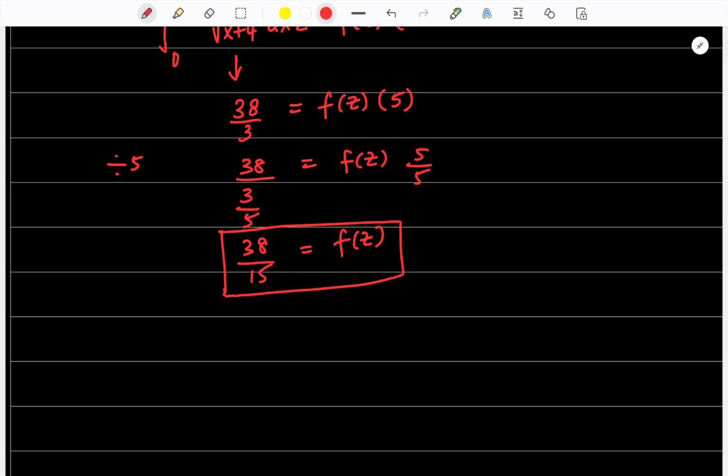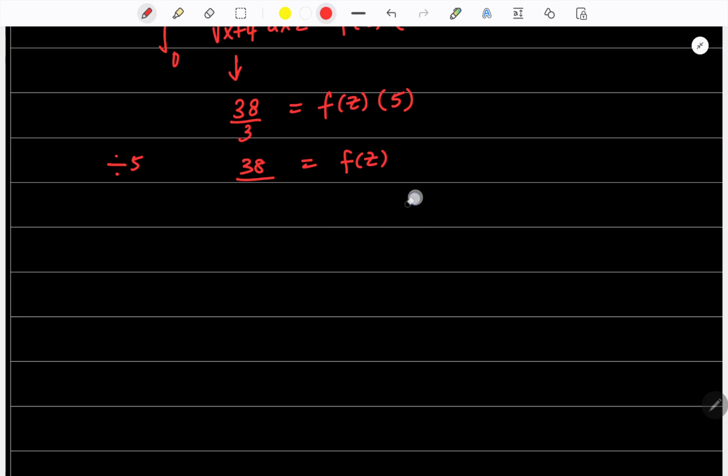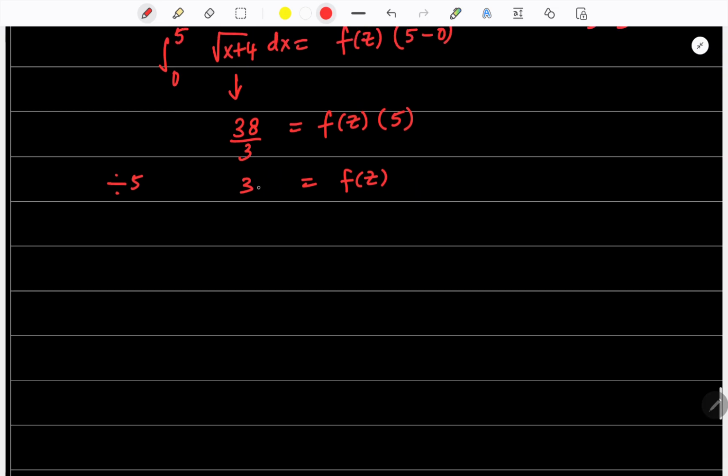Actually, some people will confuse you with this idea. Let me do this step again, listen. We have 38 by 3, which is equal to f of z times 5. Why am I repeating this step? I am not going to divide by 5. I will bring this 5 to this side. Here it is multiplying; when it comes to this side, it will divide. So now this will give you a clear idea.